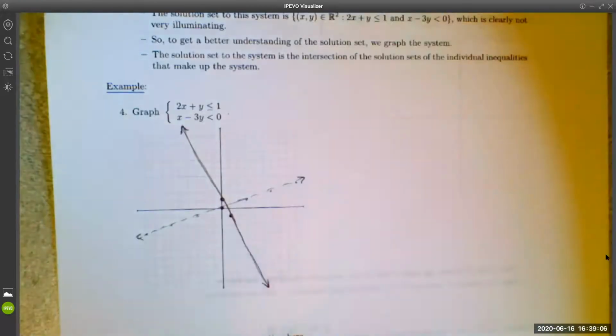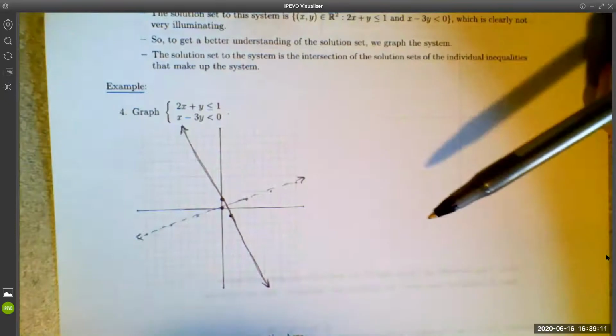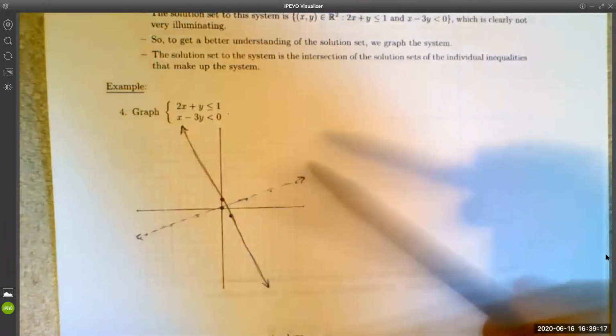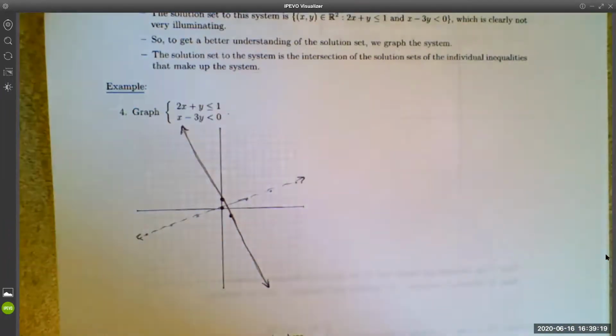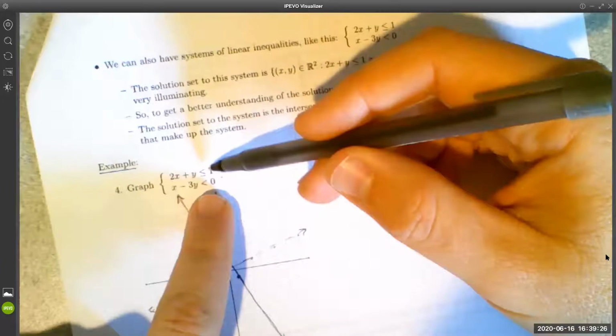Now the solution set to the system is going to be where the shaded areas overlap. So you could do this a couple ways. You could either shade both and just shade them in different directions so that it's really clear where the overlap is. Or you could try to reason out where the overlap is. Let me make sure the inequalities are going the right way. Less than or equal to, less than, less than or equal to, less than, yeah.